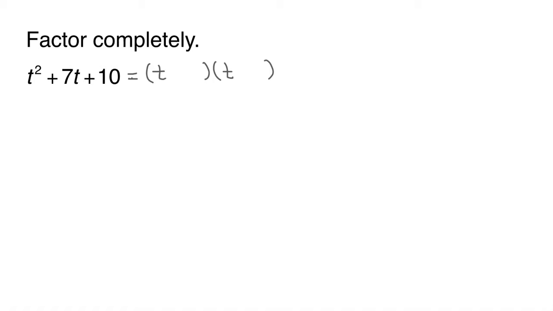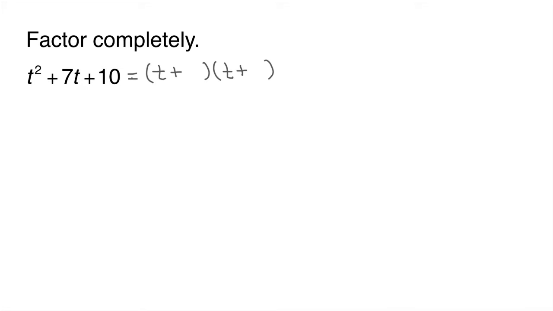Now let's look at the signs of each binomial. Since b and c, where we're talking about at squared plus bt plus c, are both positive, we know that the signs of our binomials will be positive.